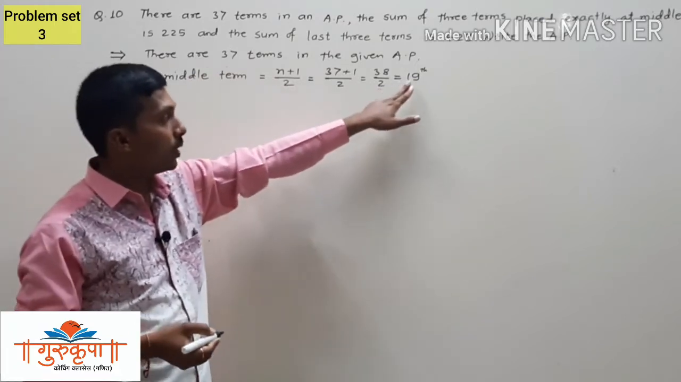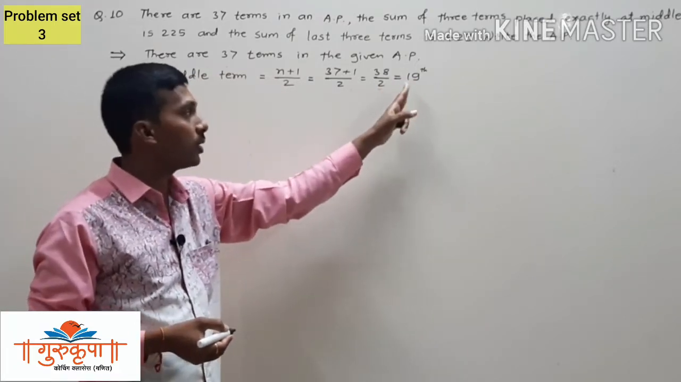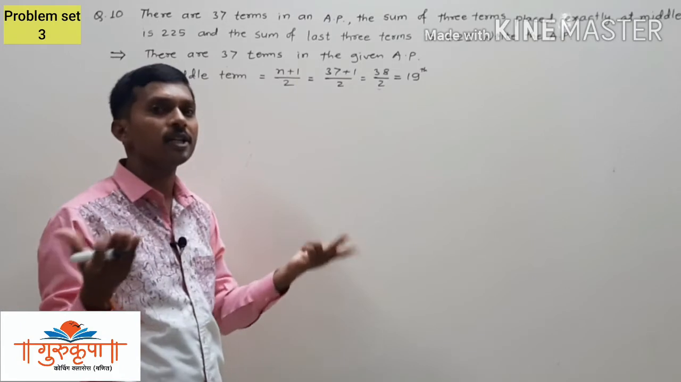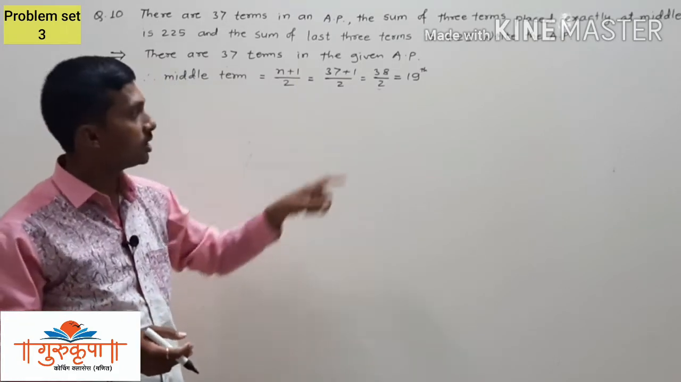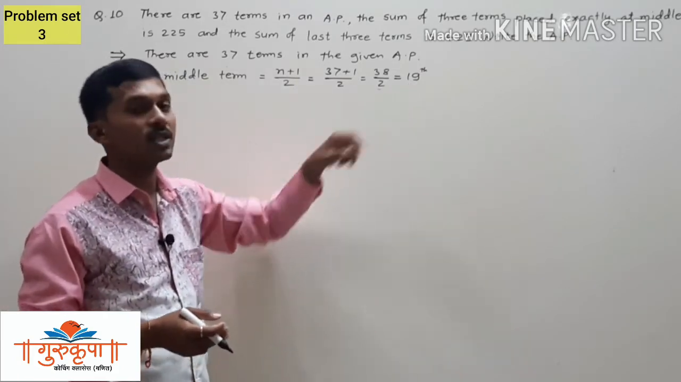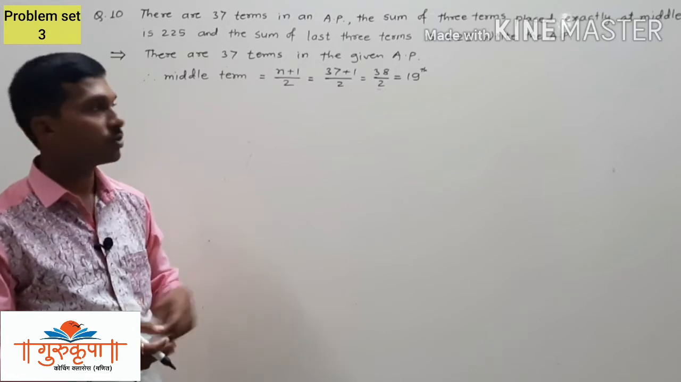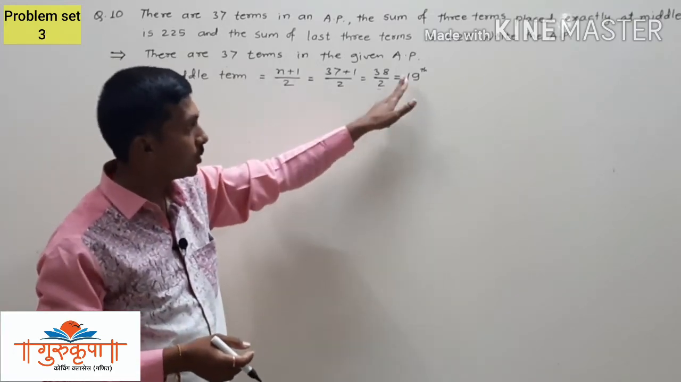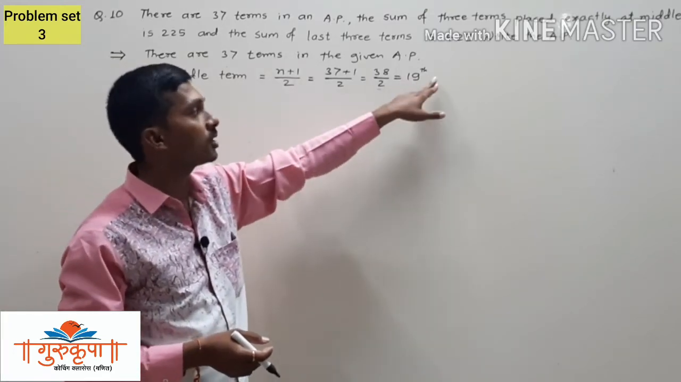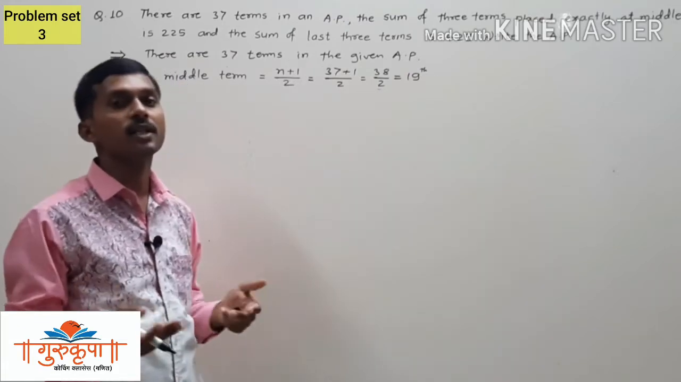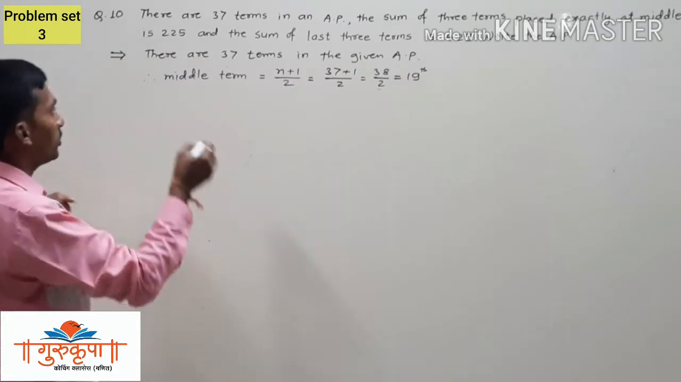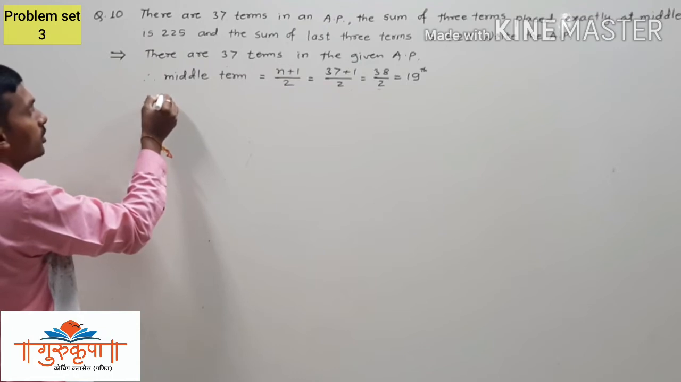Now we have to take the previous term and we have to take the next term. So we will get the three middle terms. This is the single middle term and that term is the 19th term. So we have to take the term which is before this term and which is after this term. So we will easily get the three middle terms. So here we can write, therefore, three middle terms.